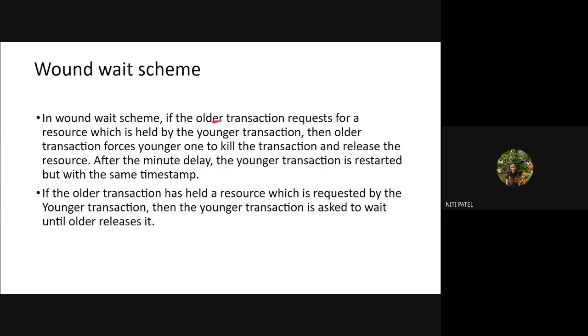Okay. So if the old transaction wants something which is currently given to the younger transaction, what will it do? It will force this new transaction to kill, release the resource and give it to the older transaction. So I have T1 and T2. T2 के पास एक resource है जो T1 को चाहिए. Since T1 is old and T2 is new, T1 will force T2 to release the lock, kill itself and make that lock available for T1.